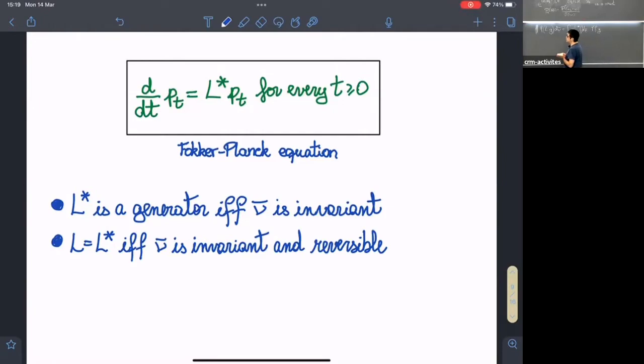If you were a guy from PDE, I would tell you the problem with the Fokker-Planck equation is that L star does not satisfy the maximum principle. That's the key observation in PDEs. It means that the solution of this equation is not super nice, because without the maximum principle, people in PDEs cannot get a lot of nice properties for solutions. Here you don't have the maximum principle, so it's complicated. But anyway, the Fokker-Planck equation allows you to do computations.